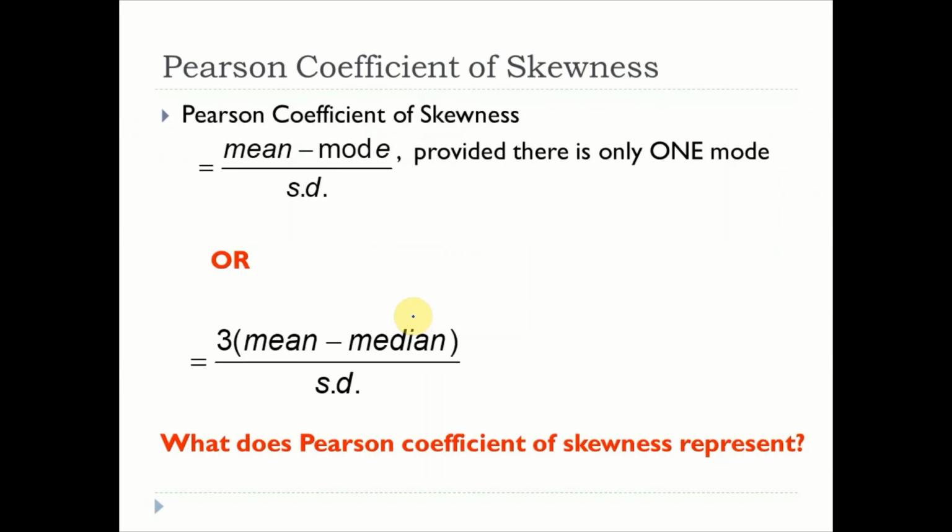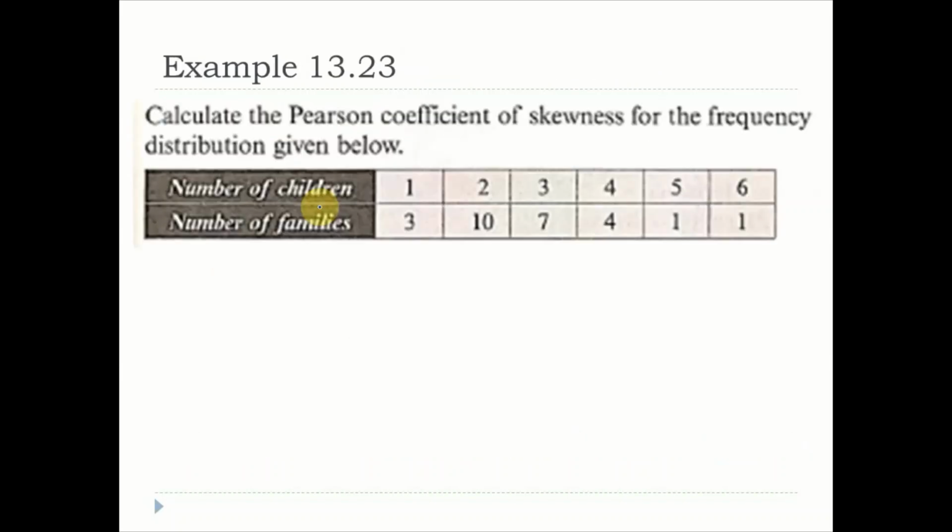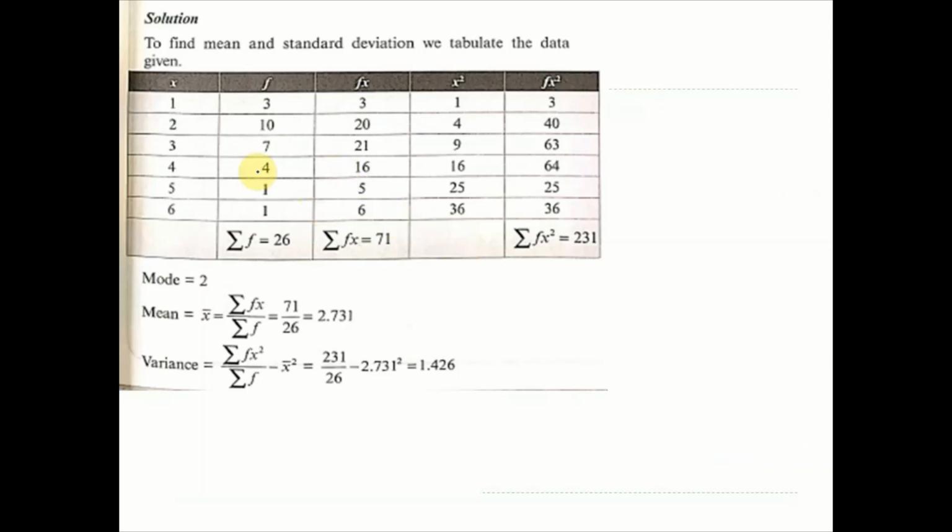So I want to use this one first. I want to use mean minus mode divided by standard deviation. So I need to find mean, I need to find mode, I need to find standard deviation. Okay, so this data I will write in this form. Ini adalah data original tadi. And then I create this column fx because I want to calculate the mean. To calculate the mean, I kena times x dengan f, and then tambah, and then bahagi dengan ni baru dapat mean.